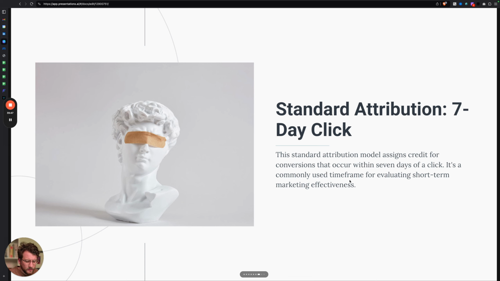Now, again, we mentioned this earlier, but we want to stop view through attribution for the majority of brands. The closer to 1 day click you get, the more incremental. 7 day for most brands is pretty good. You don't need to worry about it too much.